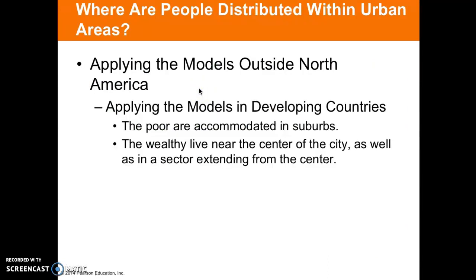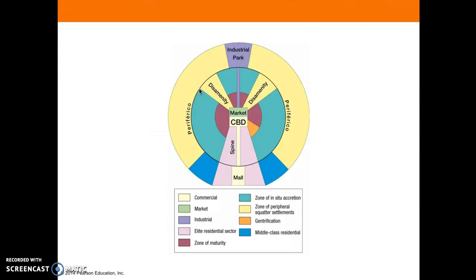In developing countries, the poor are accommodated in many suburbs, and the wealthy also tend to live near the center of the city. So there's a sector that comes out. Here's where the wealthiest live. Here's a central market area, which is common in Latin American cities. And on the outside, you have your squatter settlements, essentially.